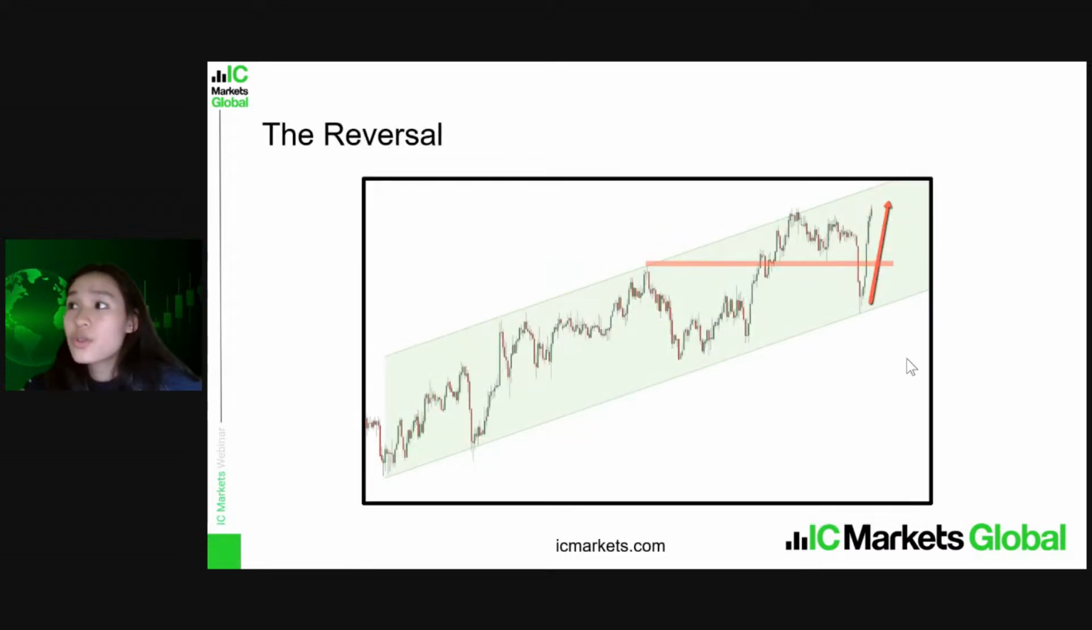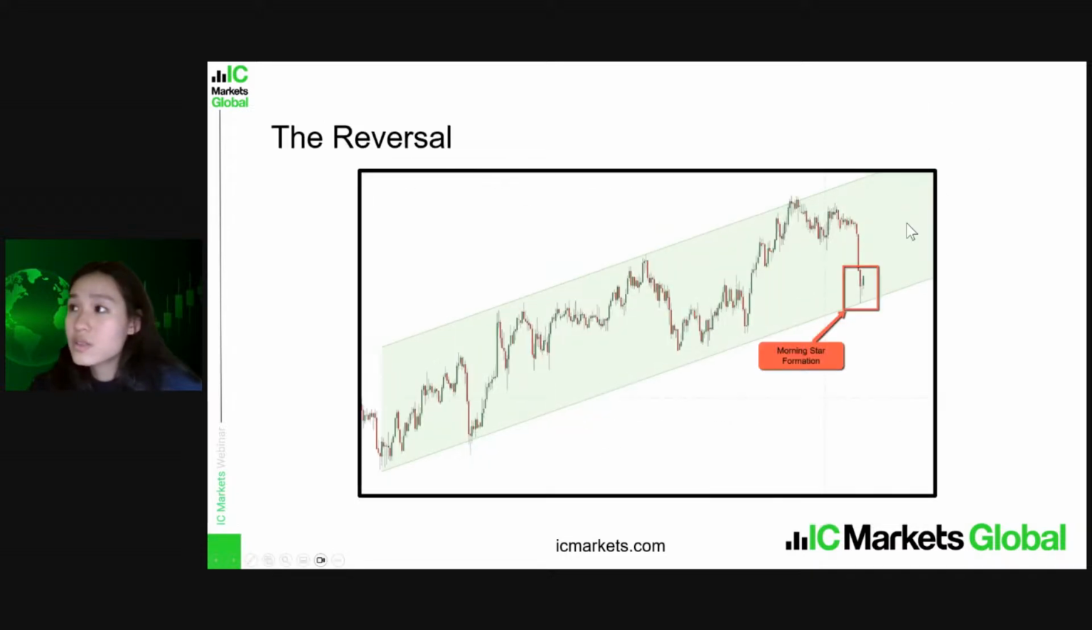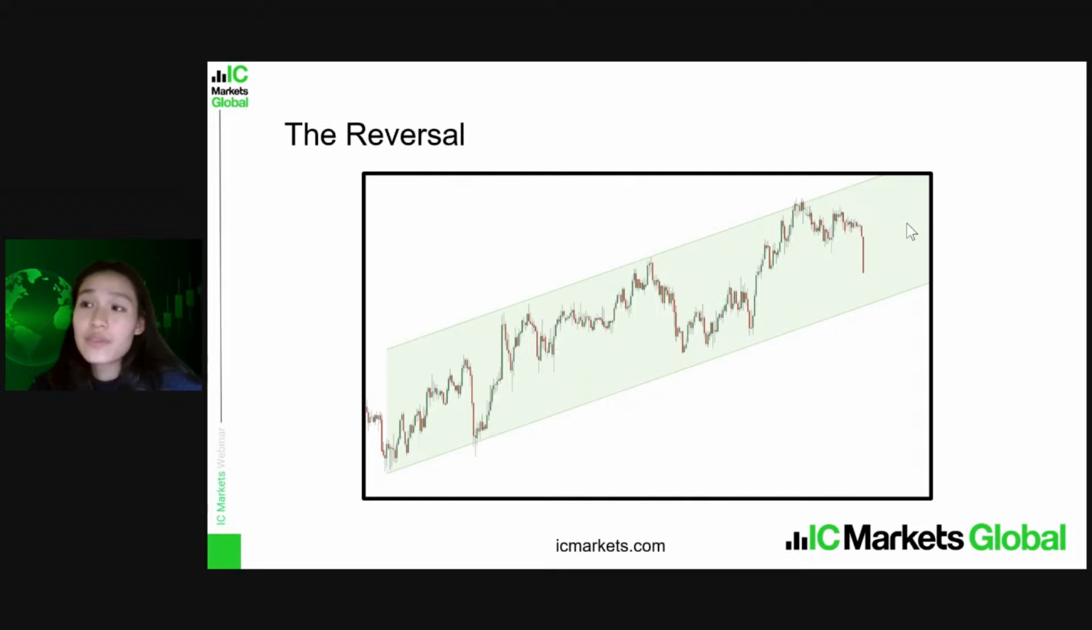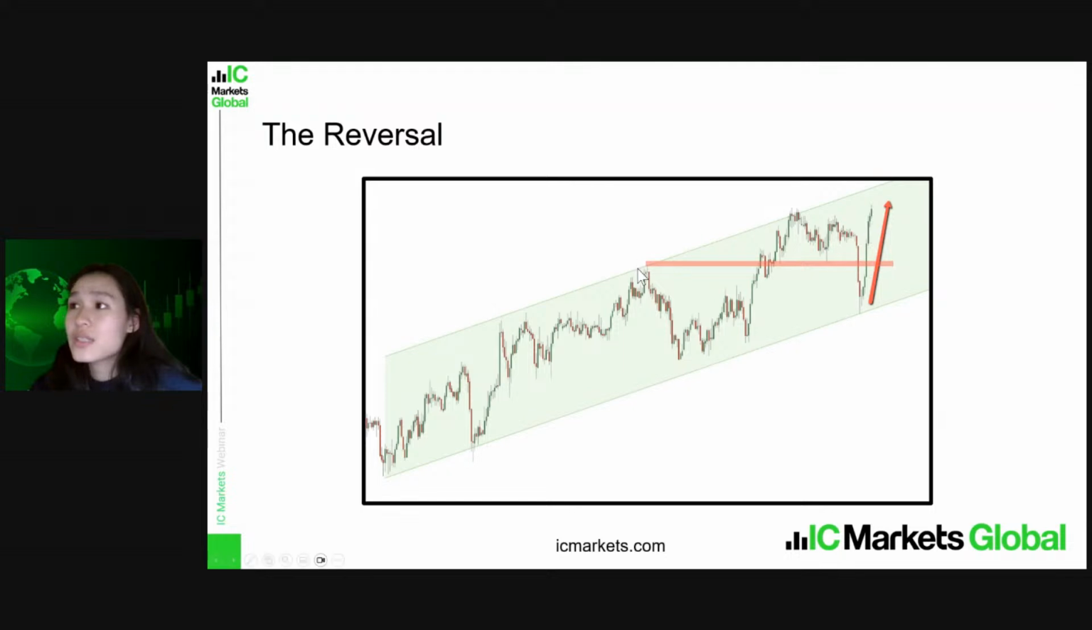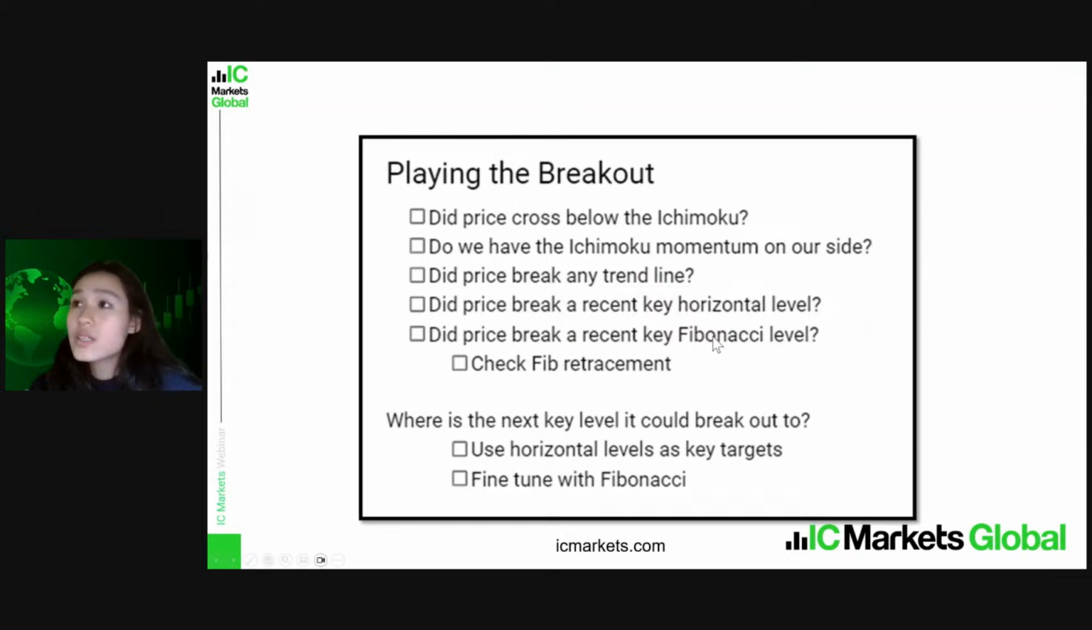So with all of those three points, first we have the ascending trend channel, next we have the candlestick formation, and lastly we have this horizontal level. We all can see that there is a high chance price is going to continue within this ascending trend channel. Okay, now let's look at how we can play the breakout.